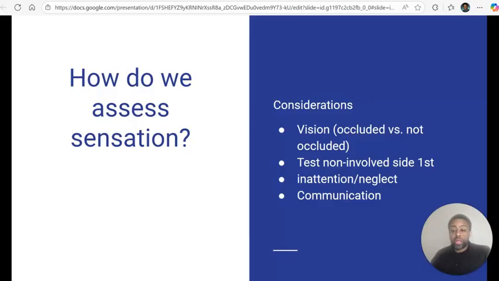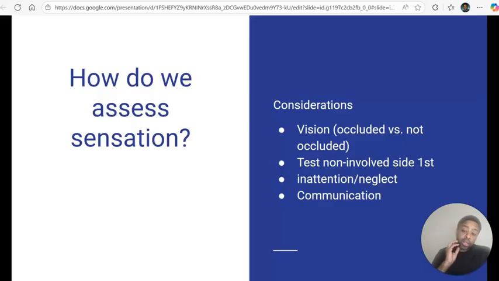It would be good to test the non-involved side first for various reasons. One particular reason is that we want to make sure they understand the instructions that we're giving them. If the response they provide when we're assessing the uninvolved side is accurate, then that gives us an understanding that they do understand the instructions. And then we want to compare the involved to the non-involved side.